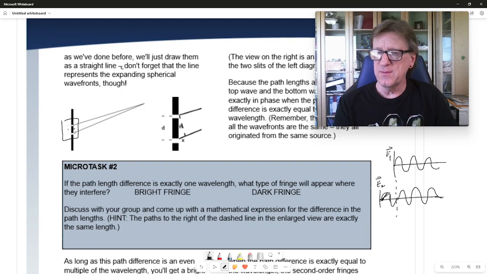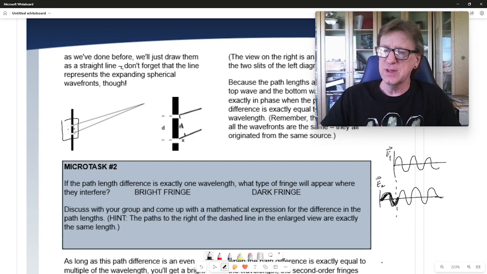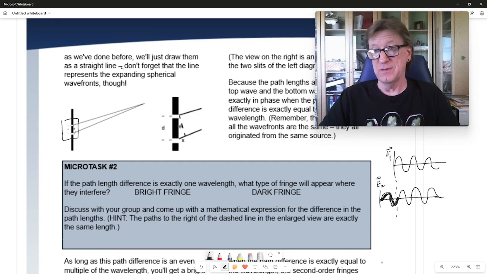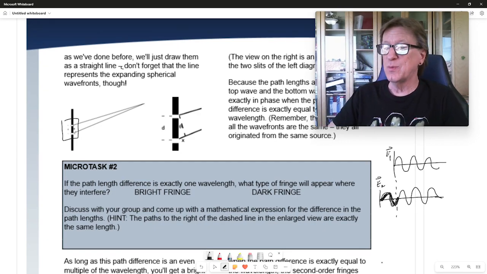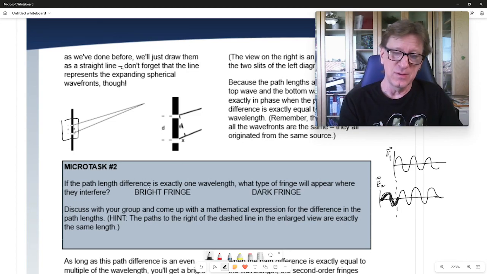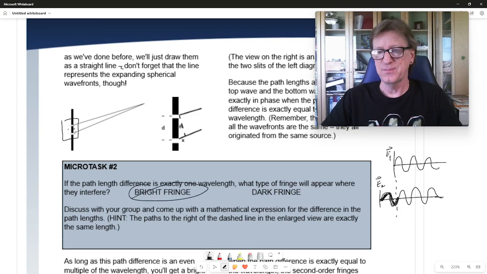So you see that if my path length is exactly one wavelength longer, then they will be in phase. So if they're exactly one wavelength, then I'm going to get a bright fringe. If they're half a wavelength, then by the time they meet together, they're going to be out of phase, and they're going to cancel each other out.